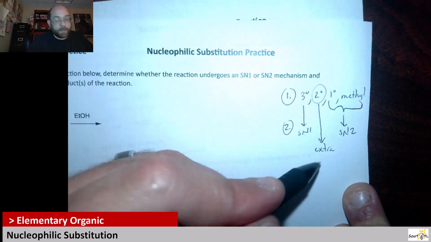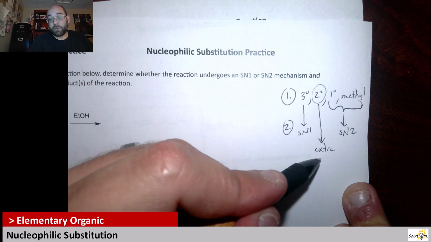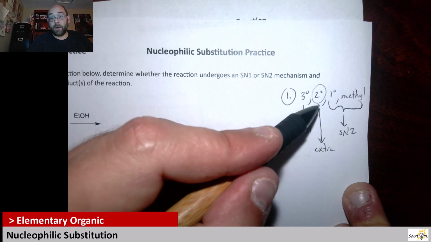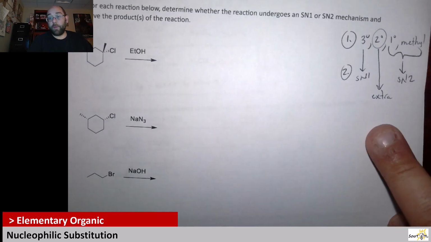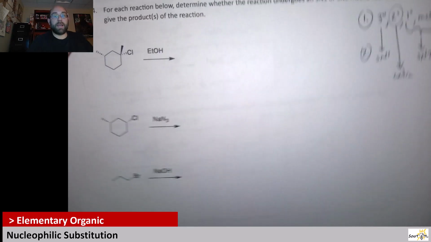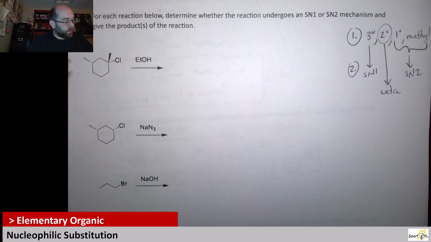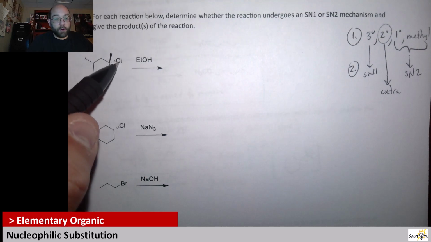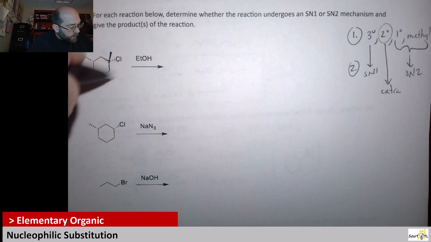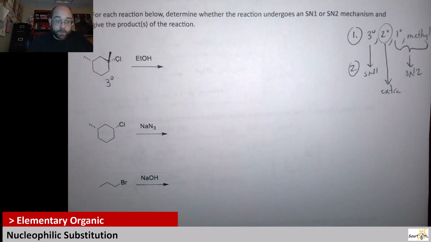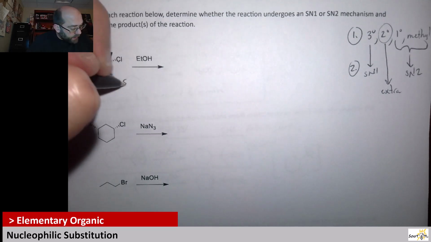In that case, that means we're actually going to have to look at the nucleophile to tell us if it's going to follow an SN1 or an SN2. And then from there, we just do the mechanism. Okay, now for each one, let's look. So when we look at our leaving group here, our chlorine, this is a 1, 2, 3. That is a tertiary substrate. So we automatically know that it's SN1.